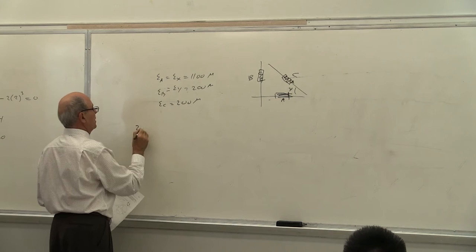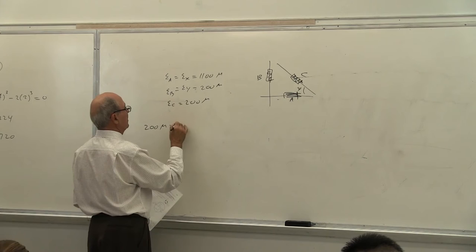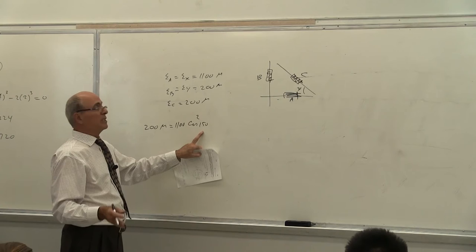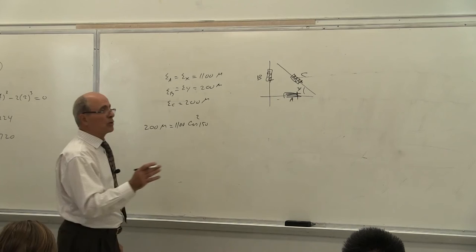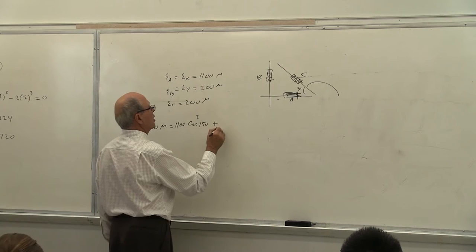So 200 micro equals epsilon X times, look at the equation, I erased the equation, but I should have left it there. Epsilon X, which is 1100, times cosine of 150 squared. Now notice here, if you put 30, cosine of 30, whether it is negative or positive does not make any difference because it's a square, so no changes there. Instead of 150, you put 30, no problem. Everybody understand that? Plus or minus becomes the same thing because of the square. Same thing for epsilon Y, which is 200, times sine of 150 squared, so let's write it down.